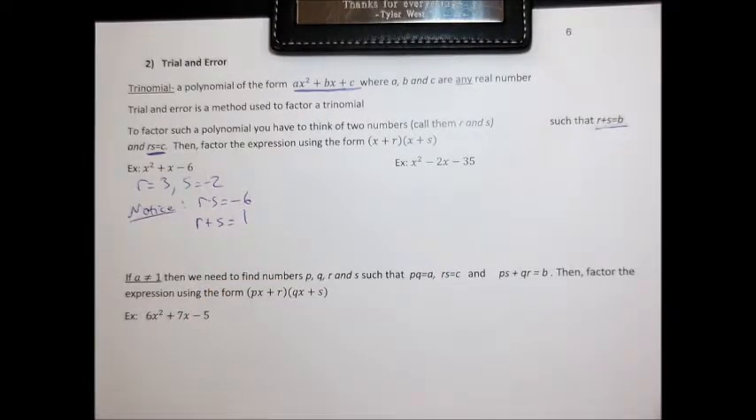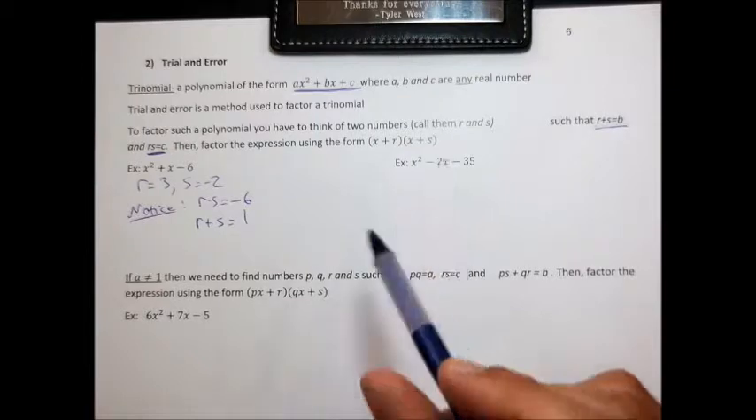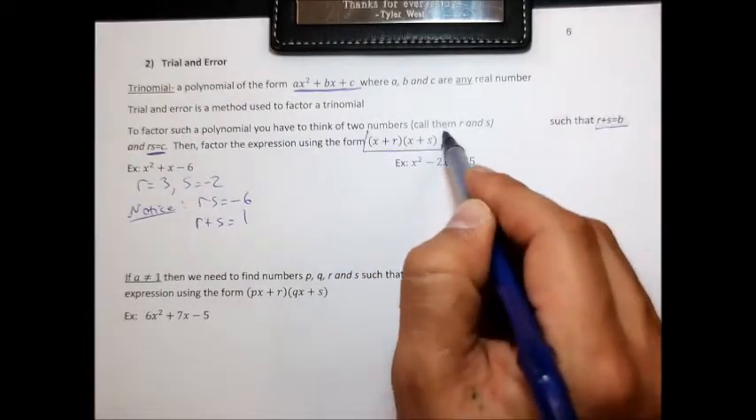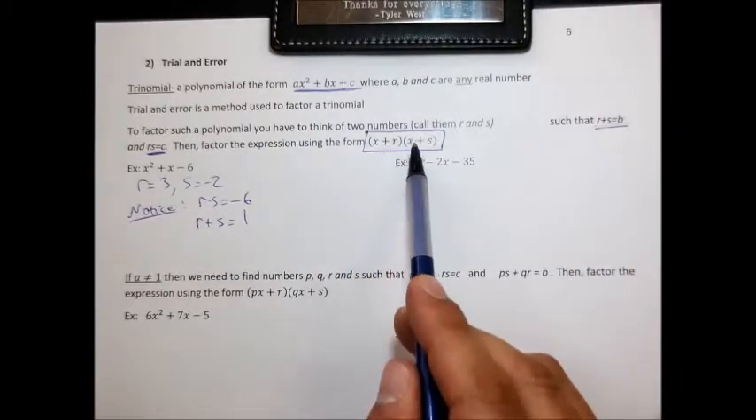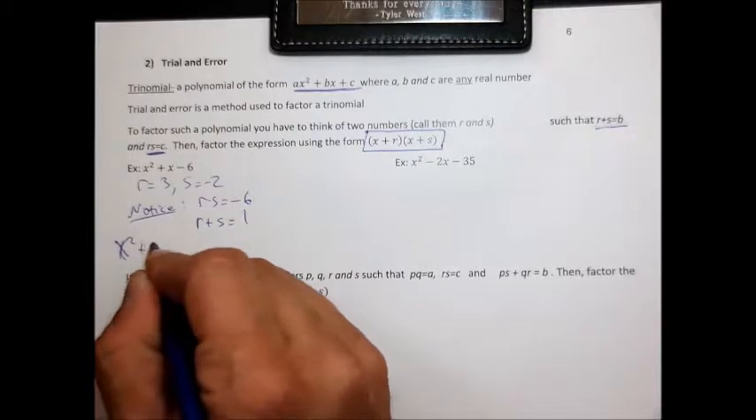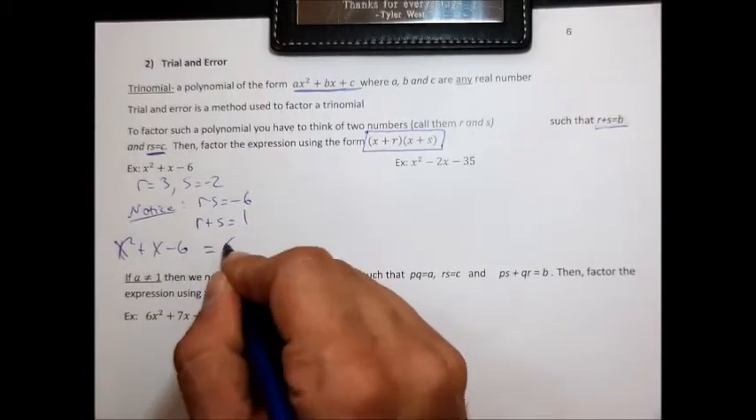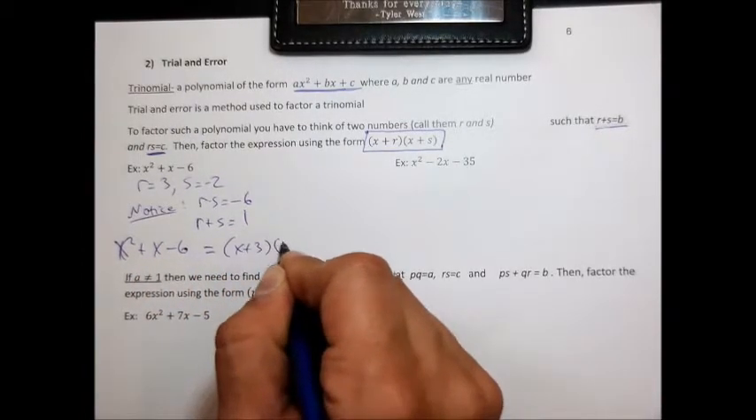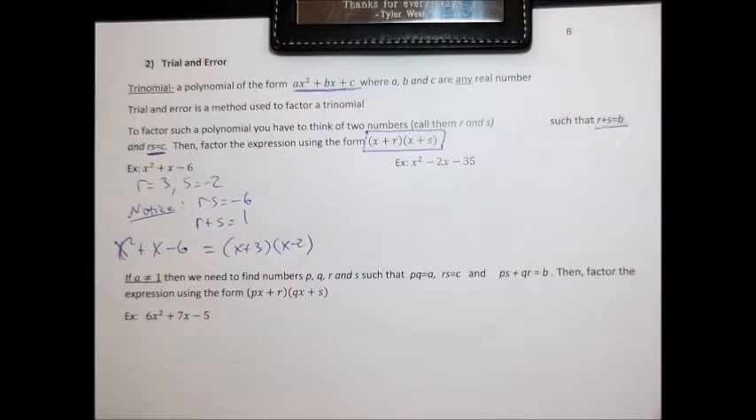Right? And so that means that we can factor this trinomial using this form, x plus r times x plus s. And so our final answer might be that x squared plus x minus 6 equals x plus 3 times x minus 2. And as we talked about last time, you can always check these, right? You can always check a factor problem if you want, just by distributing it out and simplifying, and you should get back to the original, right? So you can always double check those kind of answers.